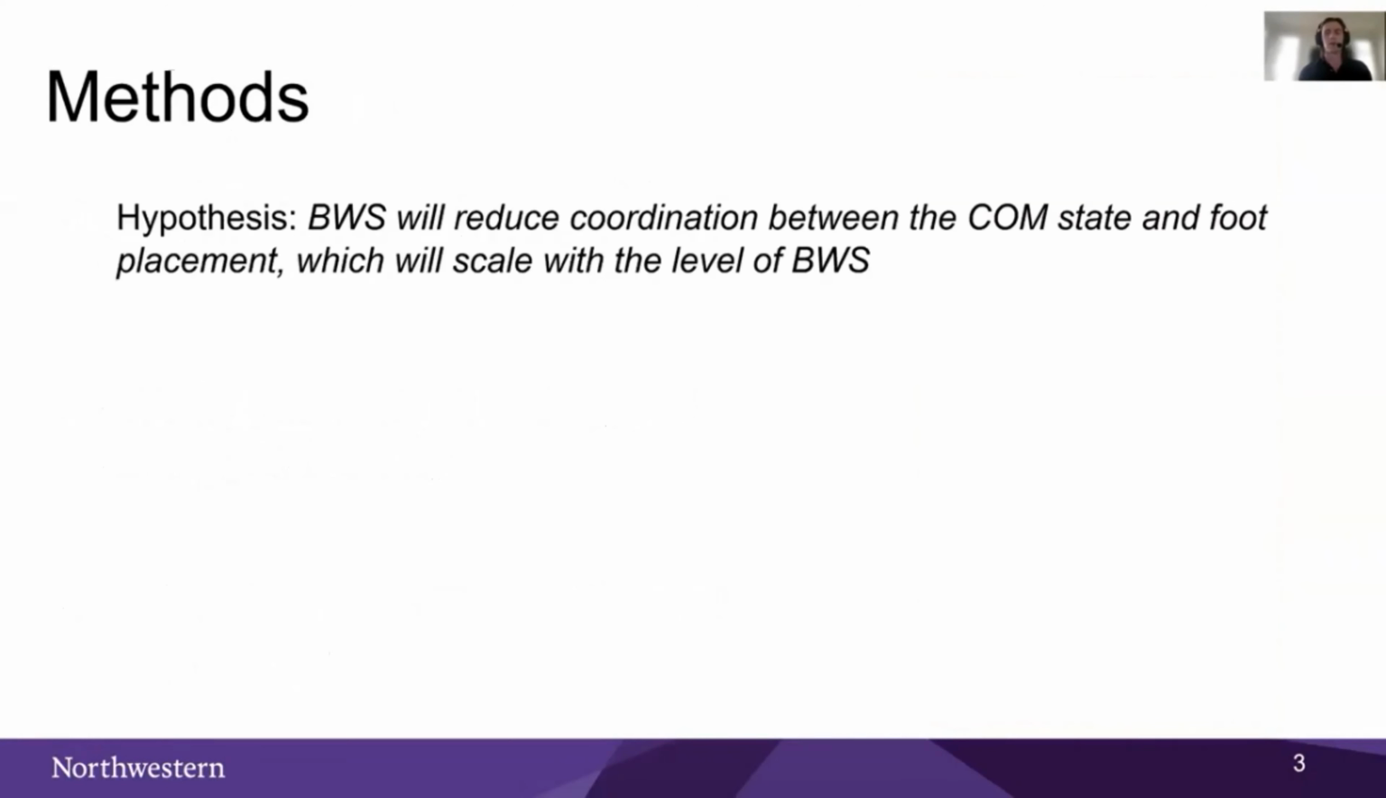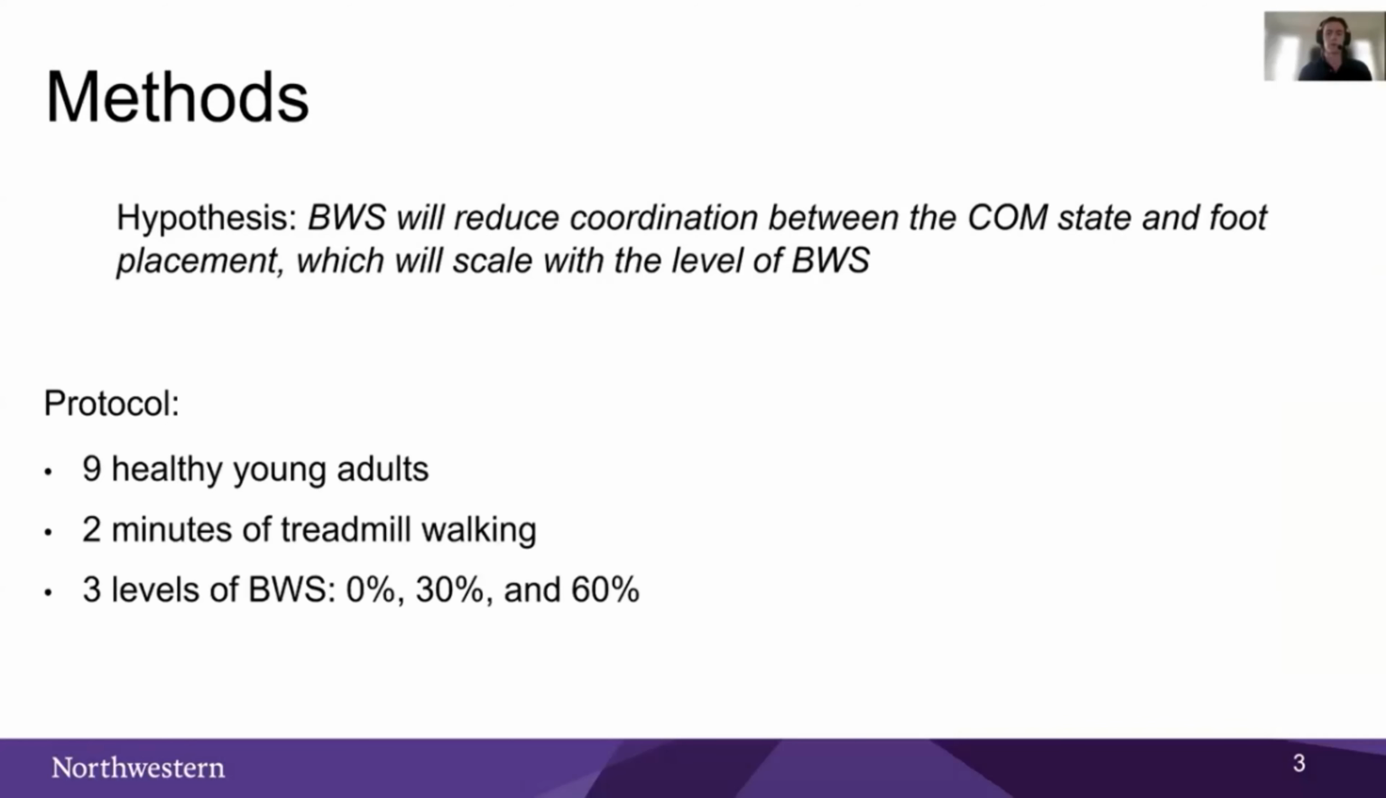We hypothesized that bodyweight support would reduce coordination between the lateral center of mass state and lateral foot placement, and that this effect would scale with the level of bodyweight support. We recruited 9 healthy young adults and had them perform 2 minutes of treadmill walking at 3 levels of bodyweight support, 0%, 30%, and 60%.